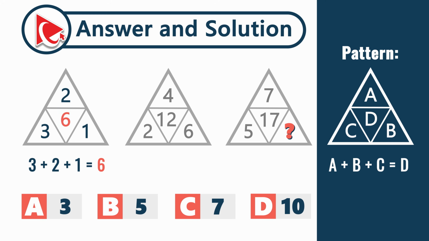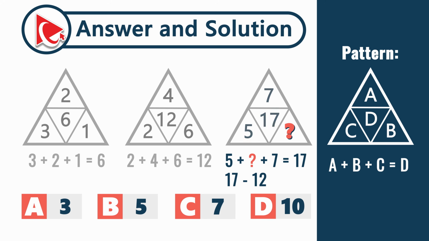Do you still have doubts? Let's look at the second triangle. 2 plus 4 plus 6 equals 12. And now it's the magic time to calculate the missing number. 5 plus the missing number plus 7 equals 17. 17 minus 12 equals 5. And the correct answer here is choice B, 5.